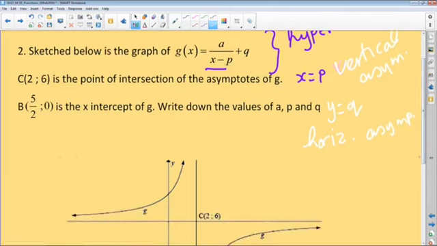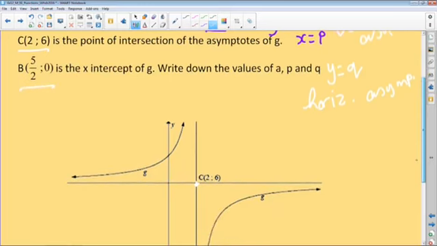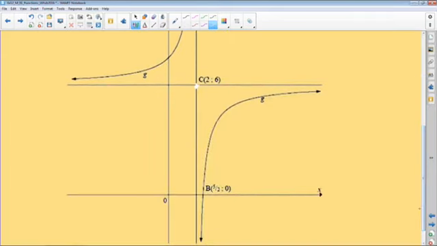They tell me that C, the point (2, 6), is the point of intersection of the two asymptotes, and B, (5/2, 0), so 2.5 and 0, is the x-intercept of the hyperbola. Write down the values of a, p, and q. So you can see that B, this point here, cuts the x-axis, and that's 2.5 and 0. So that's your coordinate there. Okay, we need to find a, p, and q.